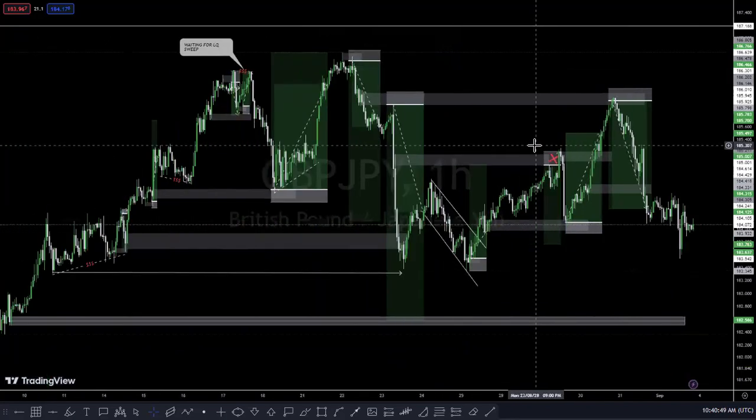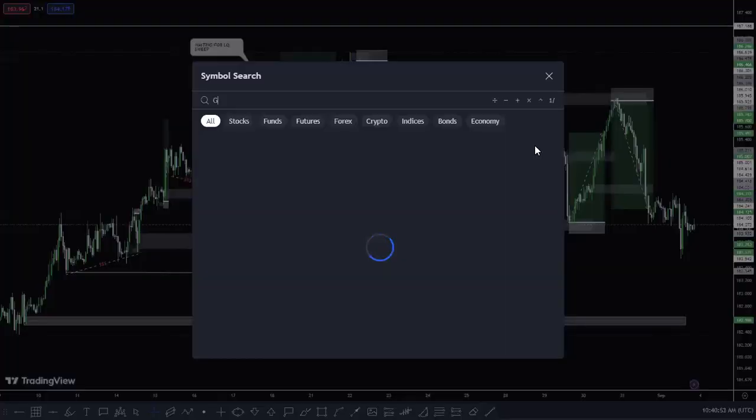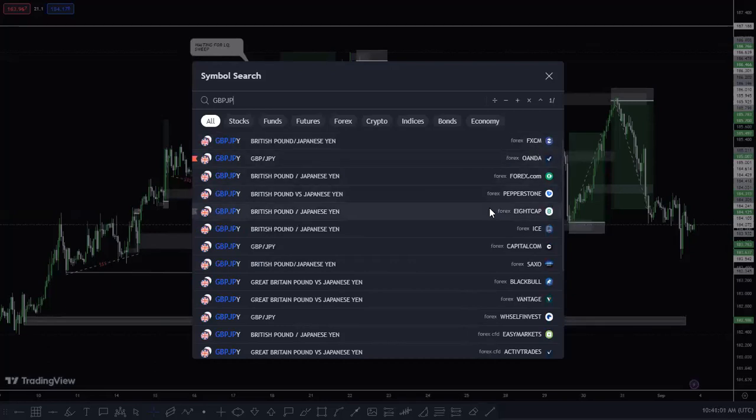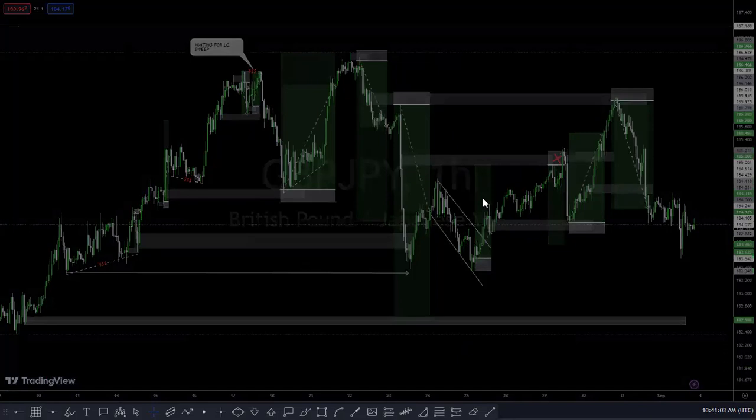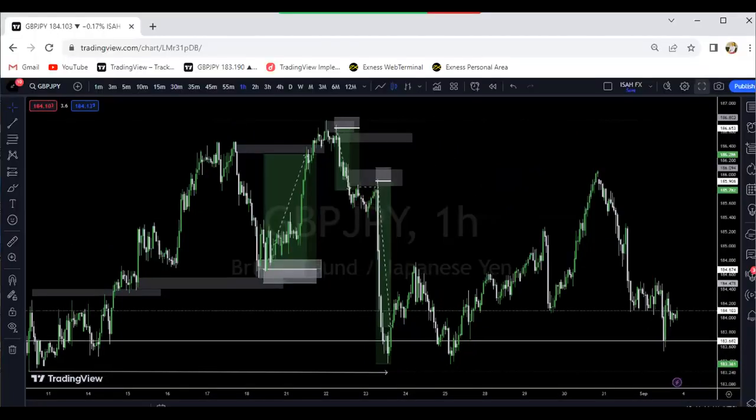We have already analyzed this pair, which is known as GBP, so I won't make use of this. I'll change it to GBP JPY. So the first thing you want to do in your analysis is what you have been taught theoretically and have also done practically. First thing, you need to find out your support level and your resistance level. You have to do all this on a higher time frame.